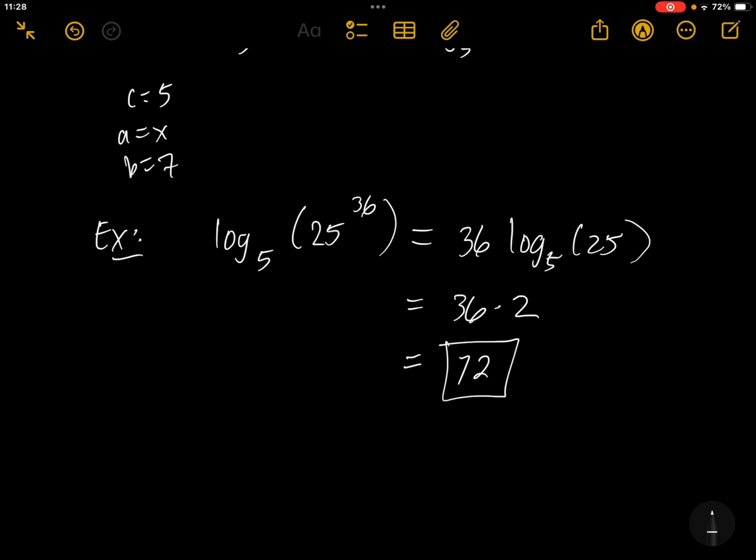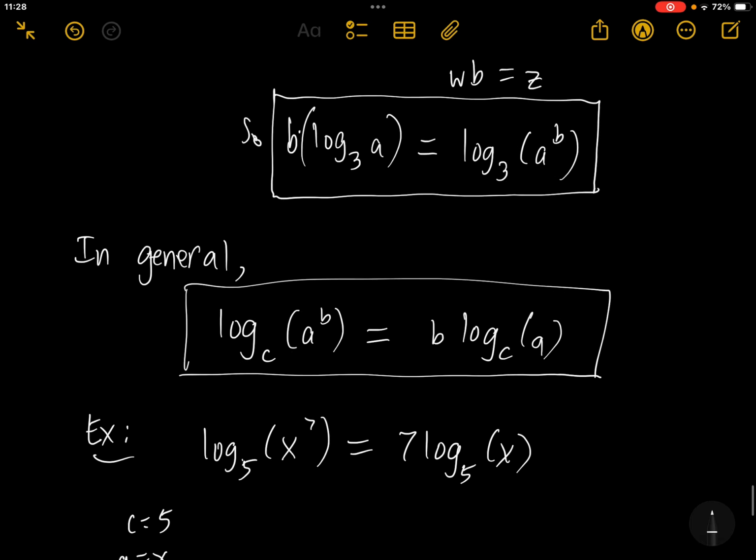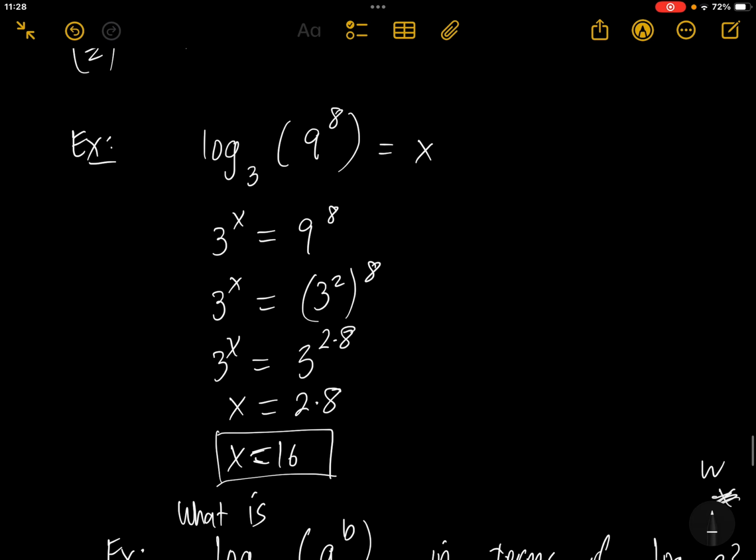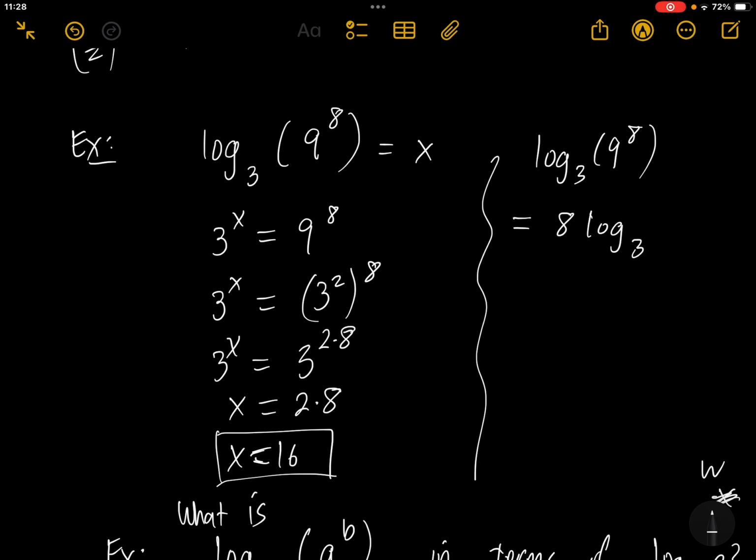So notice that this answers that question that we did before a lot faster. Going back to what we did here, we called it x, and then we wrote things in terms of a common base. That's fine, that got us the correct answer, but let's try doing this problem again using the property. Log sub 3 of 9 to the 8th power, we know that we can bring the 8 down, so it's 8 times log sub 3 of 9. Log sub 3 of 9 is 2, so 8 times 2, you get 16.